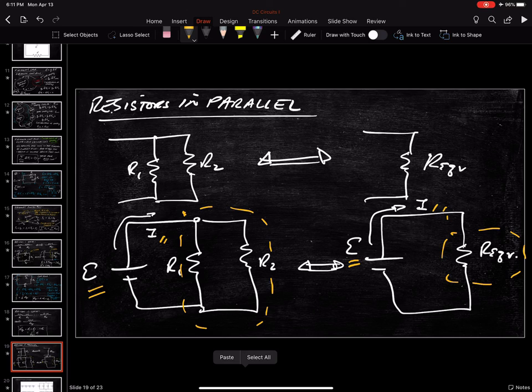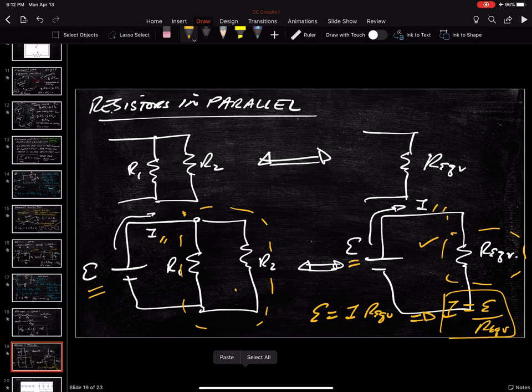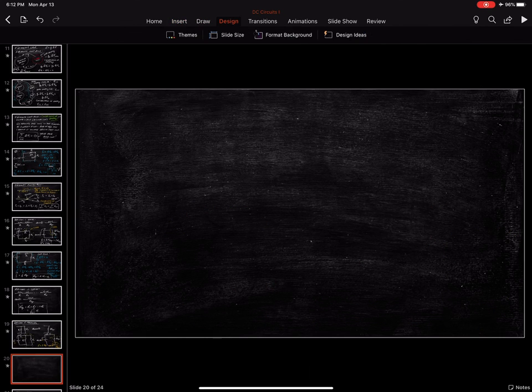Okay, so this one over here I've already solved. This tells me that E is equal to I R equivalent, which I'm going to write as I is E over R equivalent. I'm just going to solve for the current in the circuit. Now I've got to work out the other one here. This one's a little more work, but it's still not so bad.